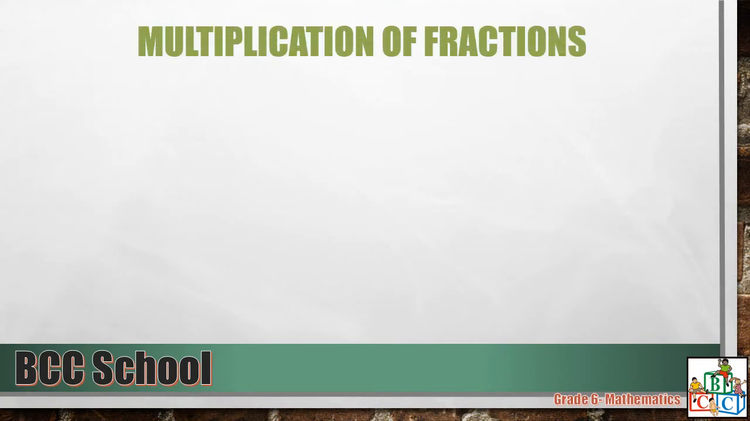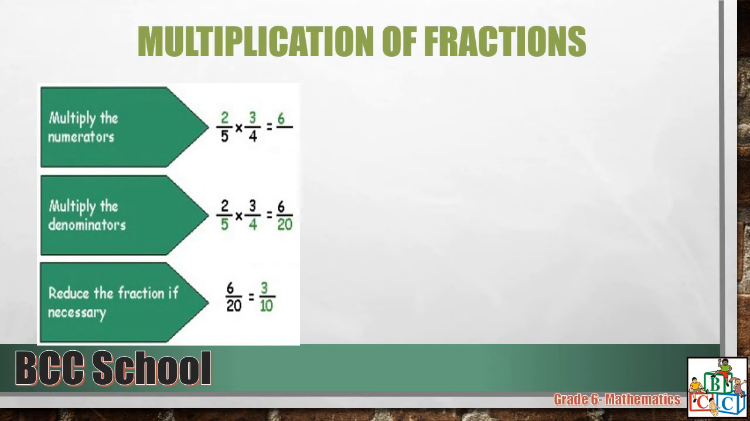Multiplication of fractions. The example is 2/5 times 3/4. This is a simple multiplication where you will have to multiply the numerators as well as the denominators. Your answer will be 6/20, which you will have to reduce to its lowest term. Your final answer is 3/10.